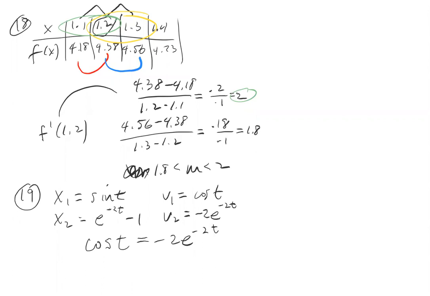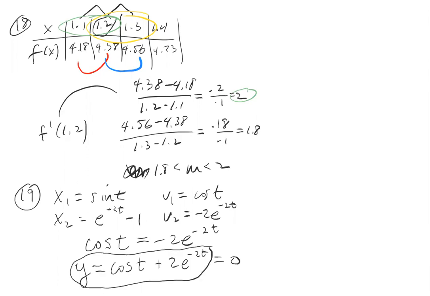Well, how do you solve any equation on your calculator? You make one side 0: cosine t plus 2e to the negative 2t equals 0, and you graph this on your calculator, except you've got to punch it in with x's. Graph it only from 0 to 10, and all you have to do is count how many times it crosses the x-axis. Now, I don't know what that answer is. Just make sure your calculator's in radian mode.